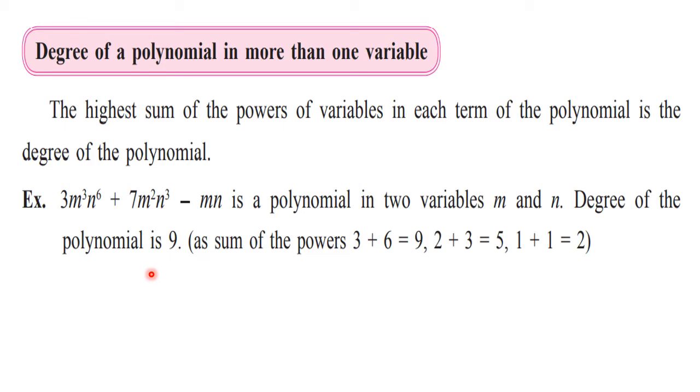Okay, so what we can say here is the highest sum of powers of variables in each term. We have to think of each term. See, for this 3 plus 6, for this 2 plus 3, for this 1 plus 1. Add them separately and then decide which one is the highest sum, and that highest sum is the degree of the polynomial. When? When the polynomial is having more than one variable. If it is only one variable, it is very easy to find. You have to simply think of the highest power. Okay. Now let's go ahead.